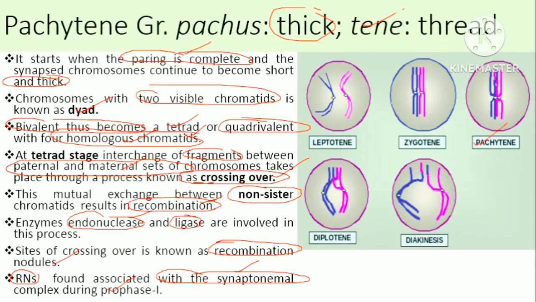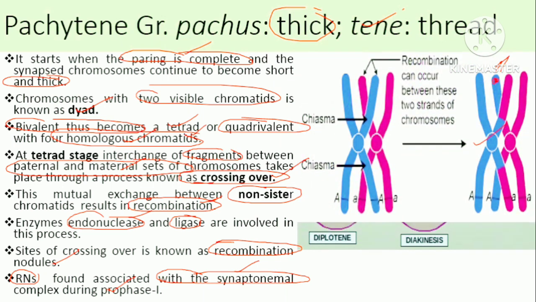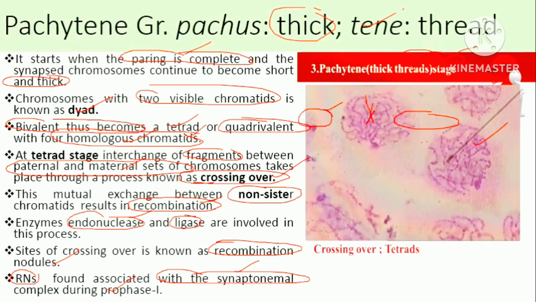So this pachytene stage involves exchange of chromosome fragments between non-sister chromatids. And this process is known as crossing over. It brings the recombination which occurs between the two strands of chromosomes. And the point where the chromosomes have shown crossing over is known as chiasma. So this is the pachytene stage under the microscope.